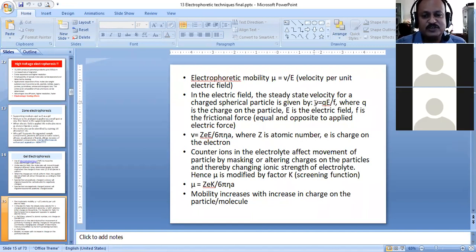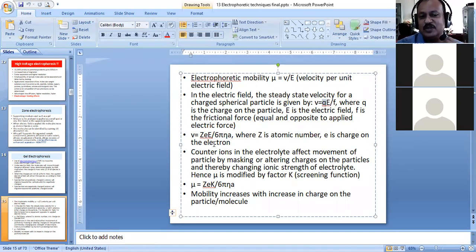काय बघितलं आपण? Velocity is equal to the charge on the particle. Okay, charge on the particle itself means the atomic number, multiplied by the charge on the electron, isn't it? Therefore, we have written here ZE into E. So this term actually is similar to QE, which was written here. Charge on the particle multiplied by the electric field, right?